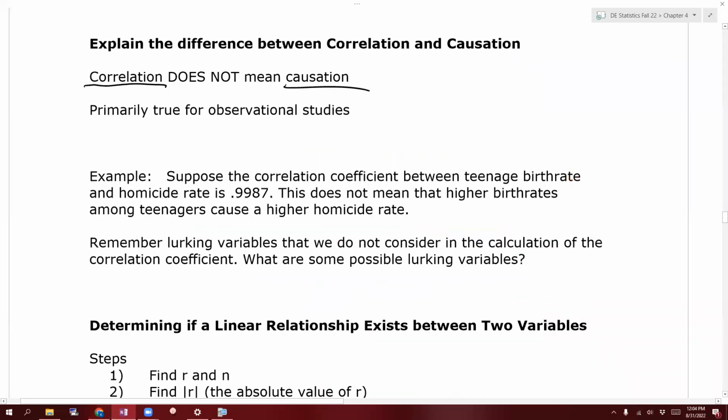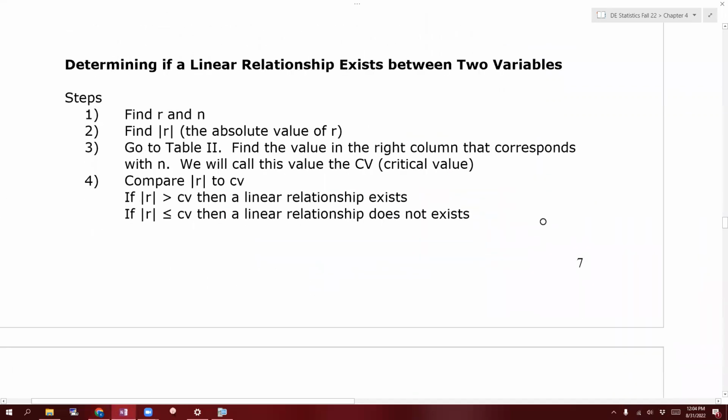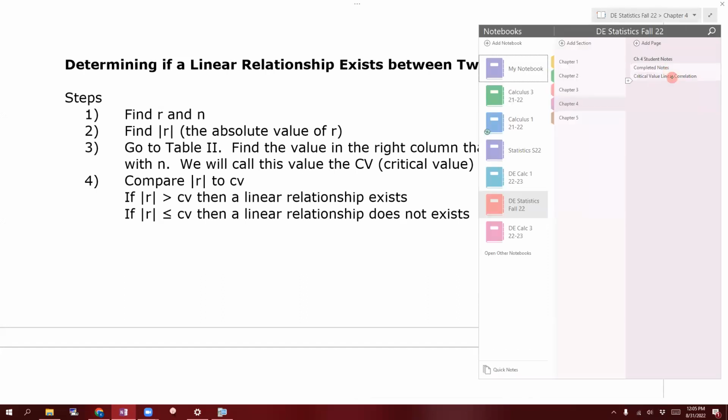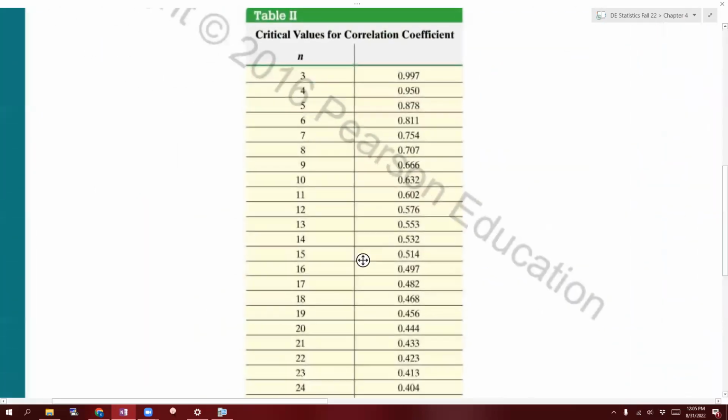All right, so we talked about correlation and causation. And the next thing is, in order for us to think that there's a linear relationship between two things, we have to check our R value against a predetermined critical value. And so in order to do that, we have to have a table. And that table you can find in here on these notes. It says critical value linear correlation. If you're doing your homework, this table is going to be on any question that you need it. And when you take your test, I will attach this table to your test.